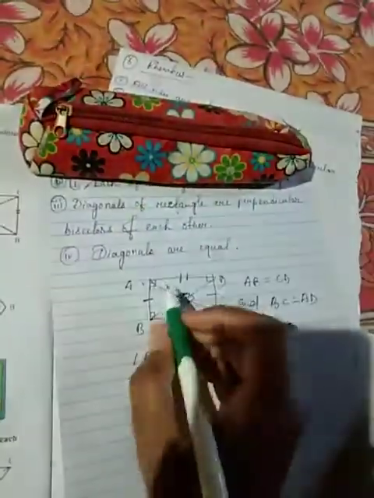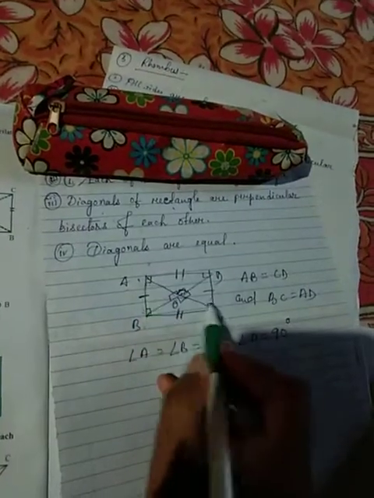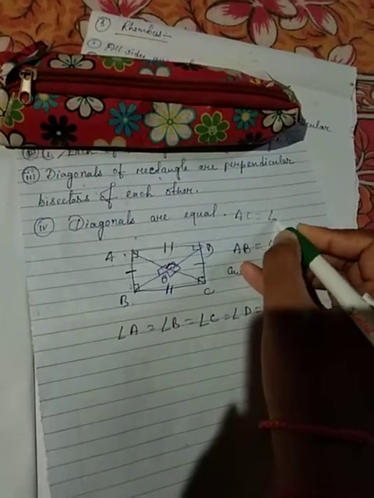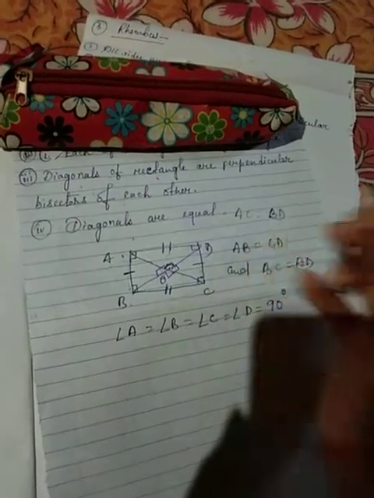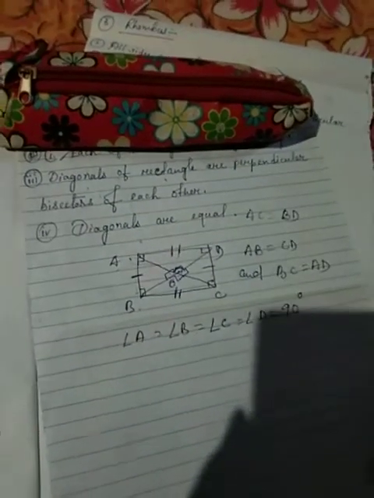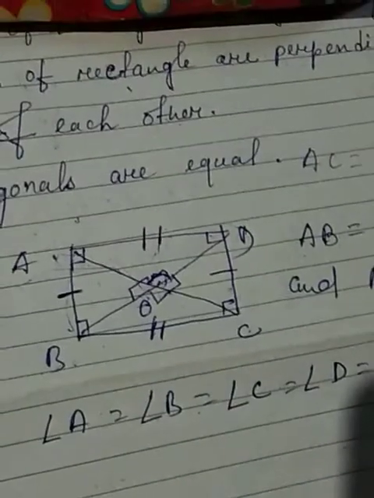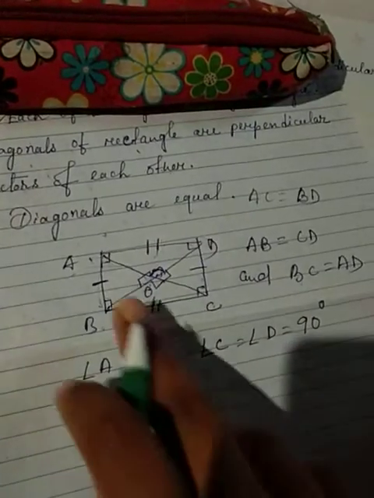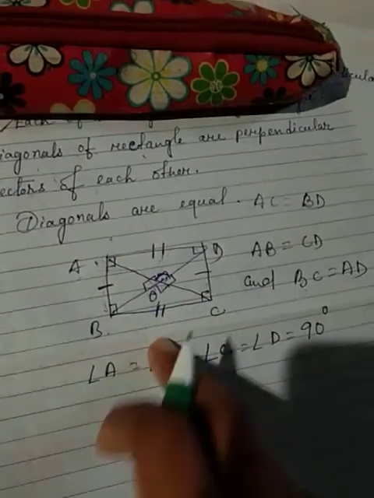Next, the diagonals are equal. Here the lengths of the diagonals are equal. That means AC equals BD. AC equals BD. See, the lengths of the diagonals are equal. So AC equals BD.